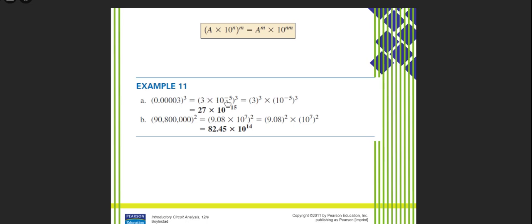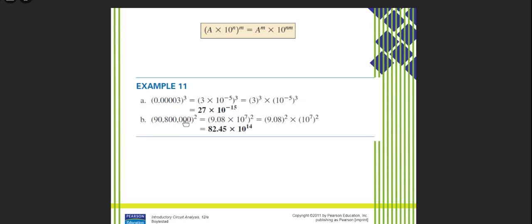This number is 3 multiplied by 10 power of negative 5. You will bring this number to the power of 3. First, 3 to the power of 3, and then 10 power of negative 5 to the power of 3. So 3 to the power of 3 is 27. And this one is just multiplication between these two numbers. Negative 5 multiplied by 3 is negative 15.